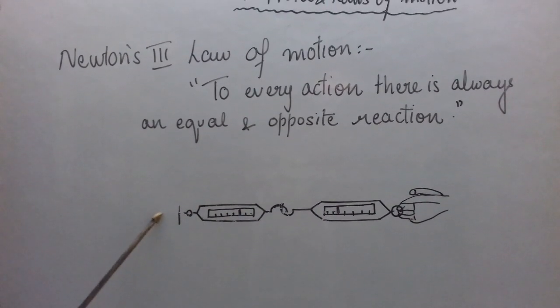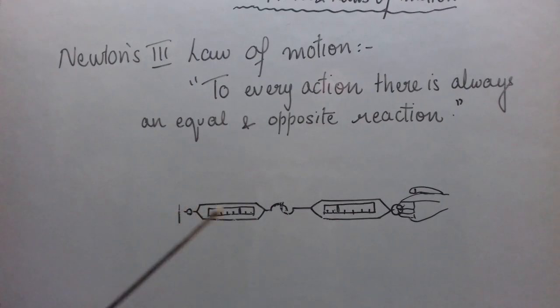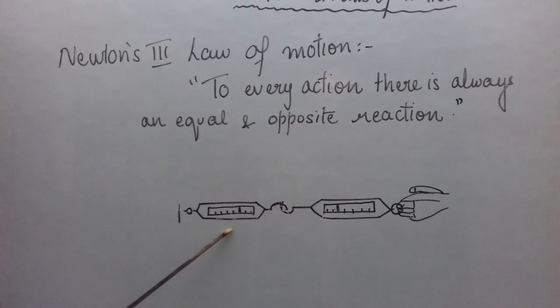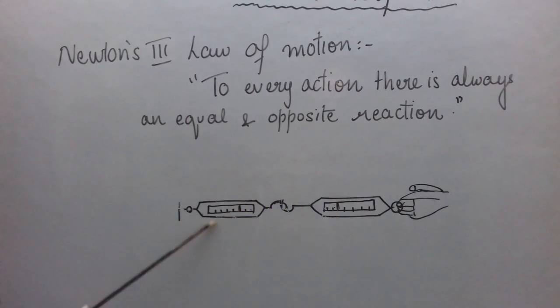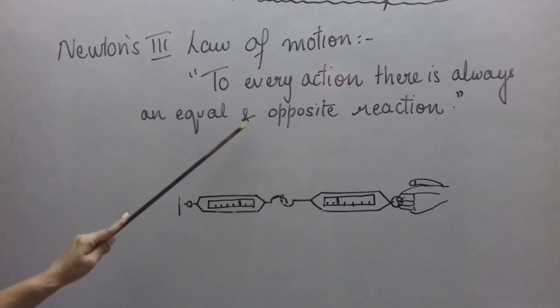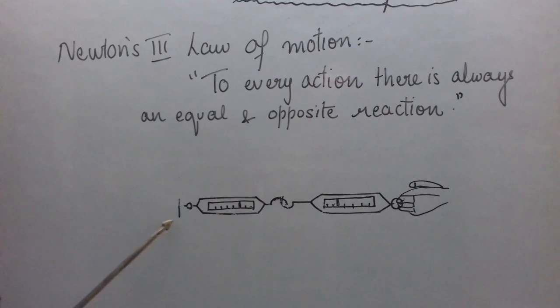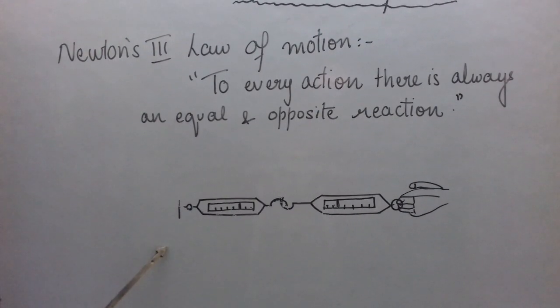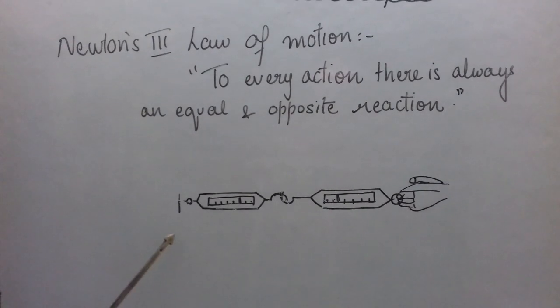So from this activity we can prove that as the readings on the two spring balances are equal in magnitude, to every action there is always an equal and opposite reaction. So this activity can be written for proving Newton's third law of motion. I hope it is clear to you.